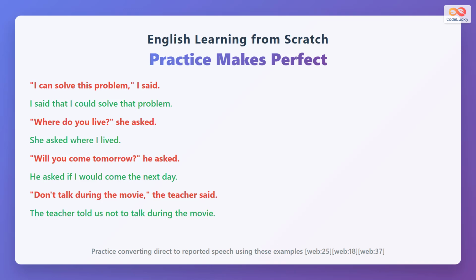Practice converting direct speech to reported speech. For example, "I can solve this problem." I said becomes I said that I could solve that problem. "Where do you live?" She asked becomes she asked where I lived. "Will you come tomorrow?" He asked becomes he asked if I would come the next day.